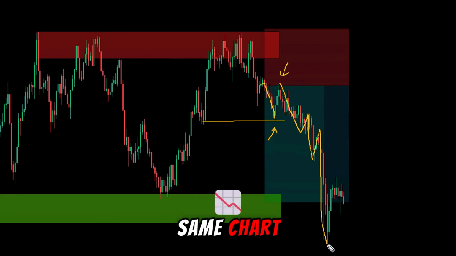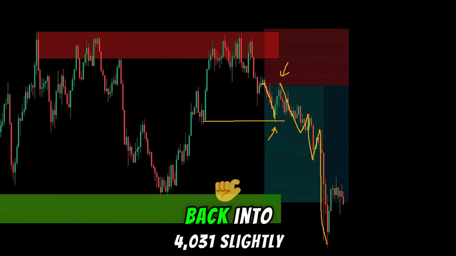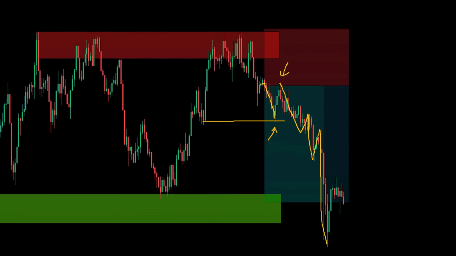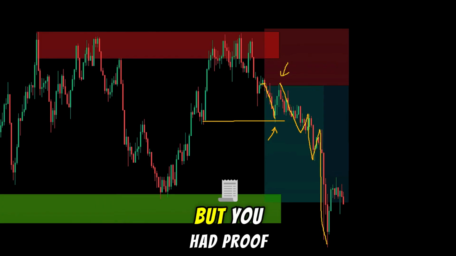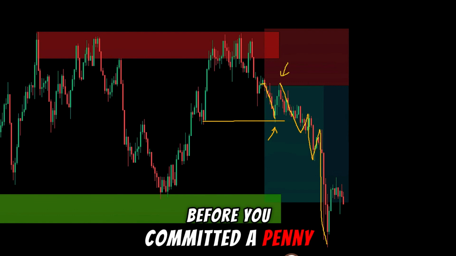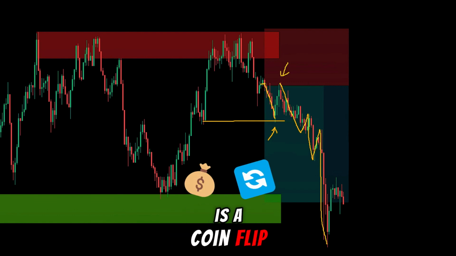Confirmed entry on the same chart, you'd have waited for the 5-minute to close above 4,038, then bought the pullback into 4,031. Slightly worse price, slightly bigger stop. But you had proof the buyers were in before you committed a penny. Both are valid. Neither is a coin flip.